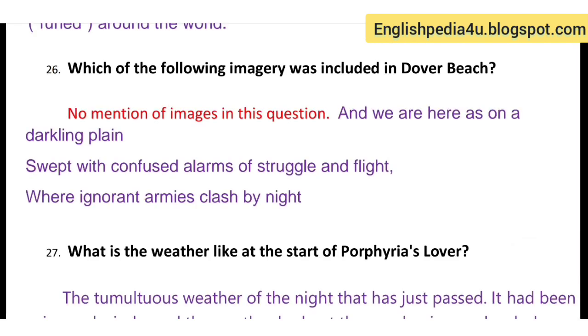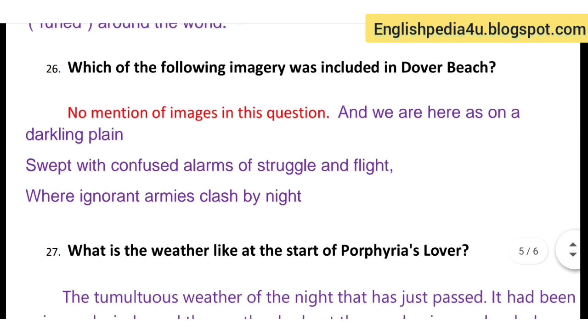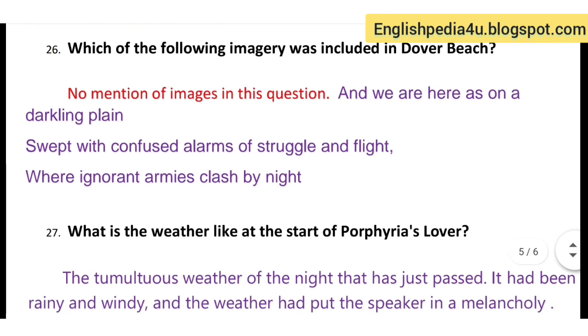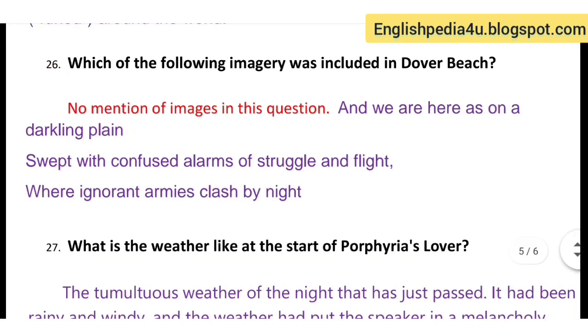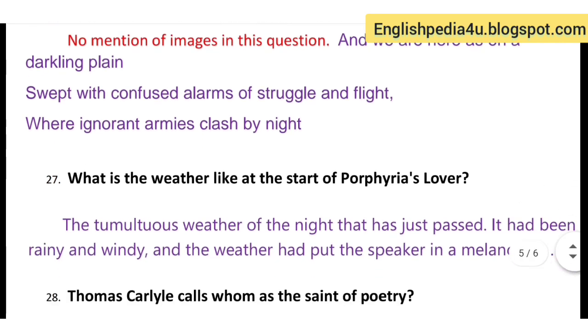Question number 26. Which of the following imagery was included in Dover Beach? So this is the question. I think this is a printing mistake. The options may have been left out. Okay, so there is no mention of the images in the question. So you can write, and we are here as on a darkling plain, swept with confused alarms of struggle and flight, where ignorant armies clash by night. So this is the last or concluding line in Dover Beach, this is the imagery. Okay, so this may be the answer. As what the question asked is not clear to us, this may be the answer.